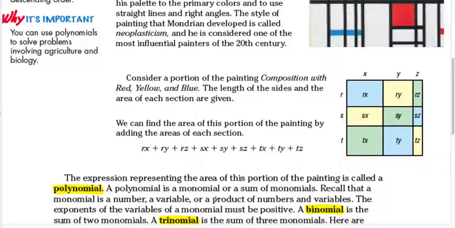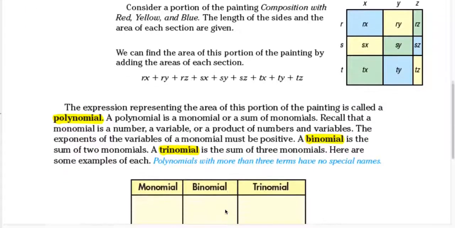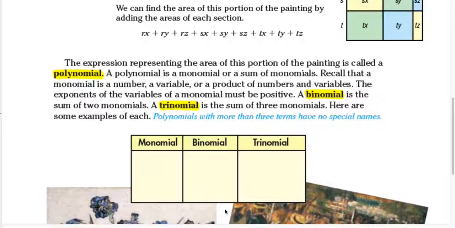Again, we define what a polynomial is. A polynomial is a monomial or a sum of monomials. Remember this, the definition of a monomial: a number, a variable, or a product of numbers and variables. The exponents of the variables of a monomial must be positive. That's one thing that we did not define earlier. Okay? If it's negative, obviously it's not a polynomial. So a binomial is the sum of two monomials. A trinomial is the sum of three monomials.